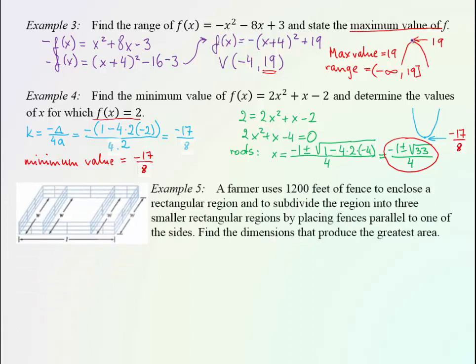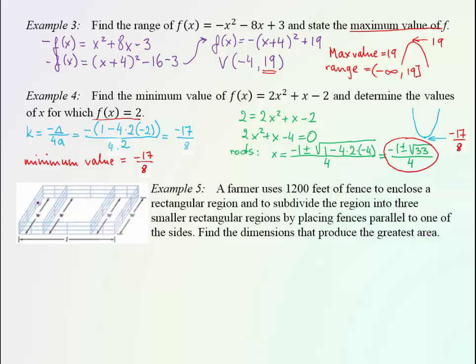The properties of quadratic function, the maximum or minimum, is quite often used in optimization problems, problems like the following one. A farmer uses 1200 feet of fence to enclose a rectangular region and to subdivide the region into 3 smaller rectangular regions, like on the diagram, by placing fences parallel to one of the sides. Find the dimensions that produce the greatest area.